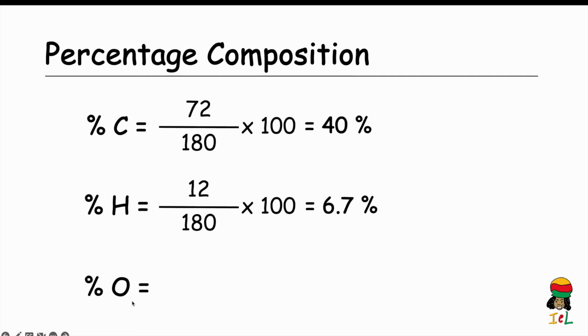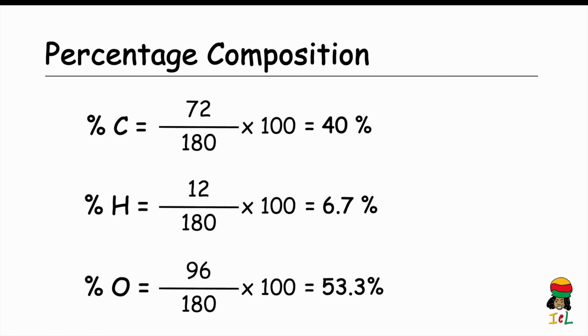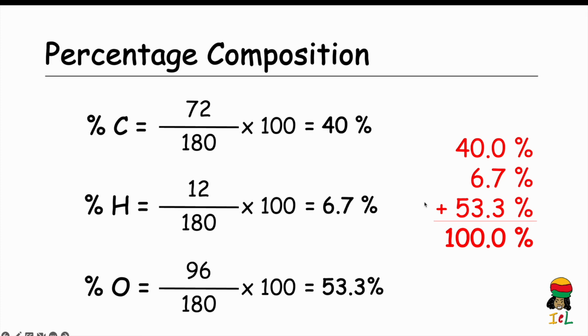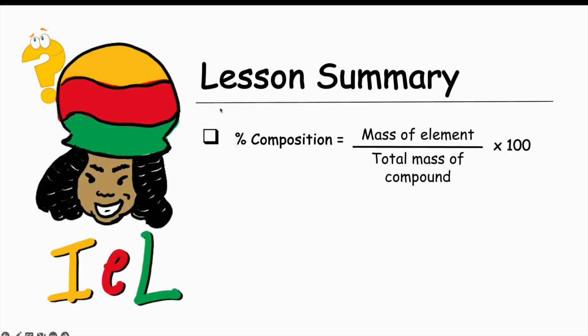Then the percentage composition for oxygen would be 96 divided by 180 multiplied by 100, giving the percentage composition as 53.3%. Since the percentage composition for each element was found, the total percent composition should add up to give 100%. And now for the lesson summary point. The percentage composition is equal to the mass of the element or the ion divided by the total mass of the compound multiplied by 100.